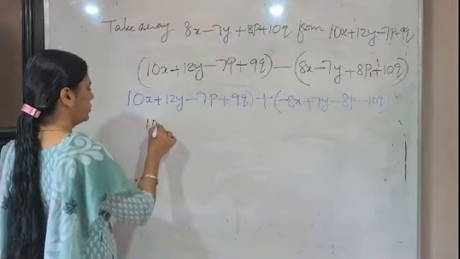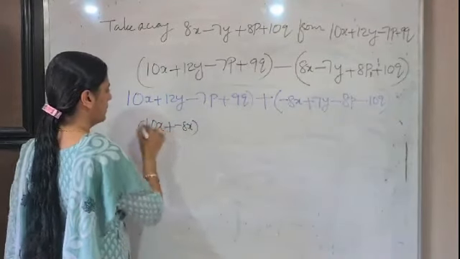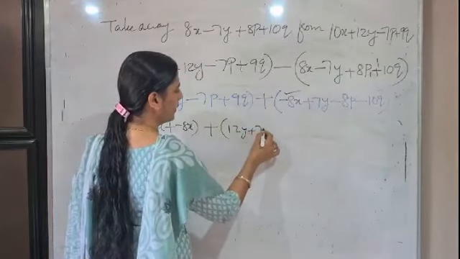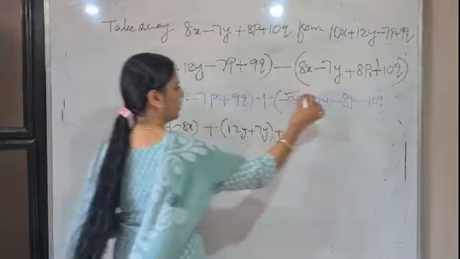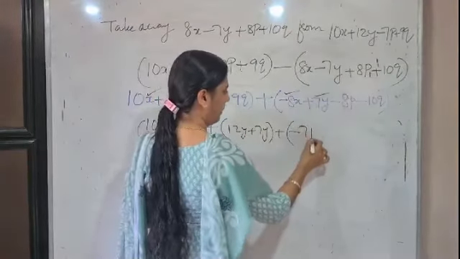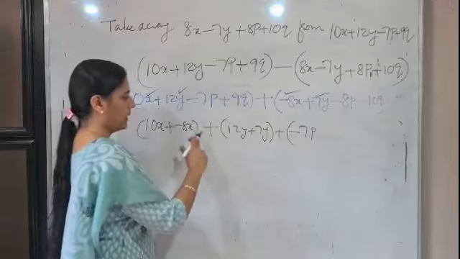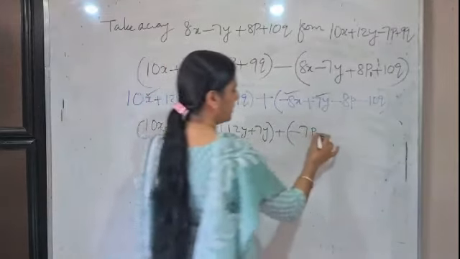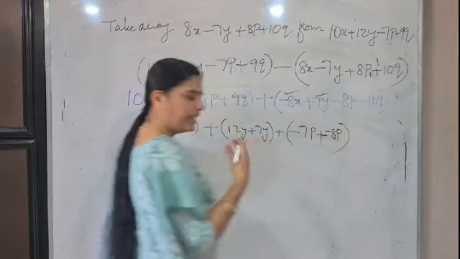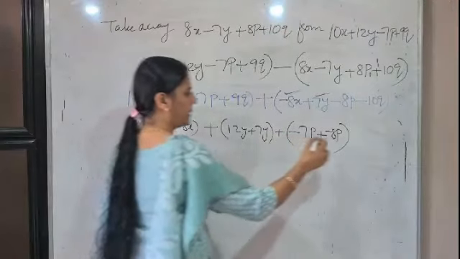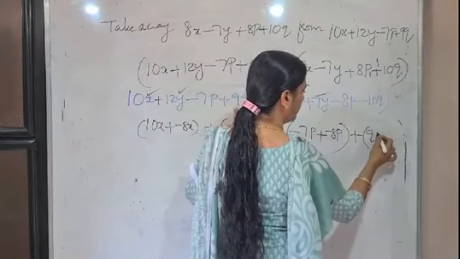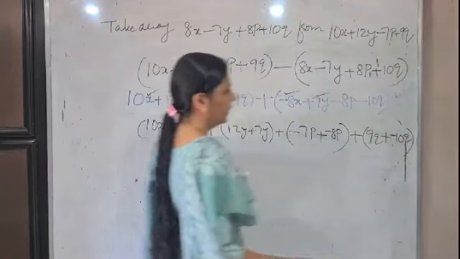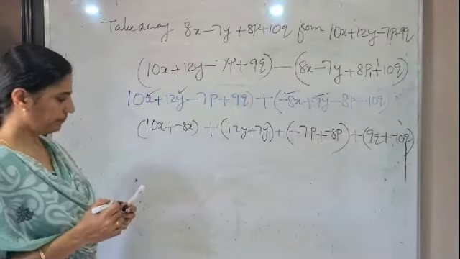Okay, 10x plus negative 8x, this and this together. Next, plus 12y plus 7y, these two I took. Next, negative 7p. I told you, you have to take the sign also, because everywhere we are writing plus. So you have to consider the sign in front also. Negative 7p plus negative 8p. Plus 9q plus minus 10q. Clear? Okay.